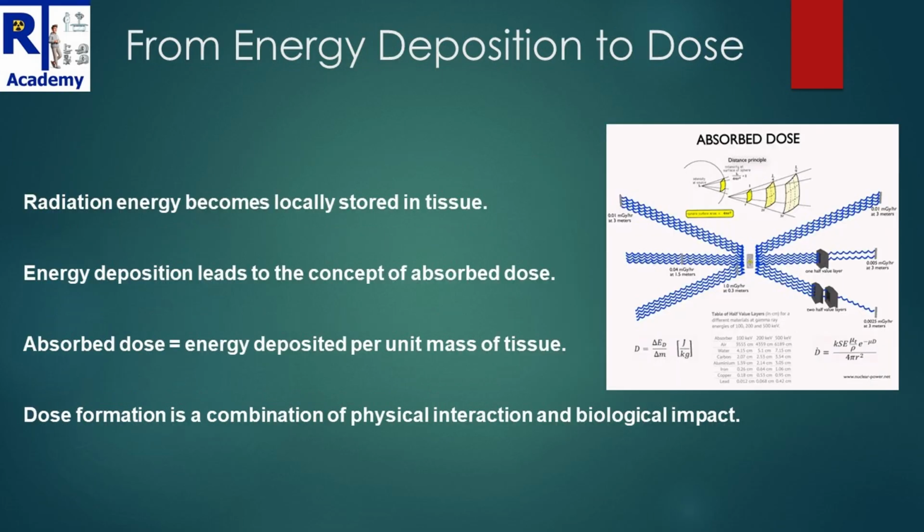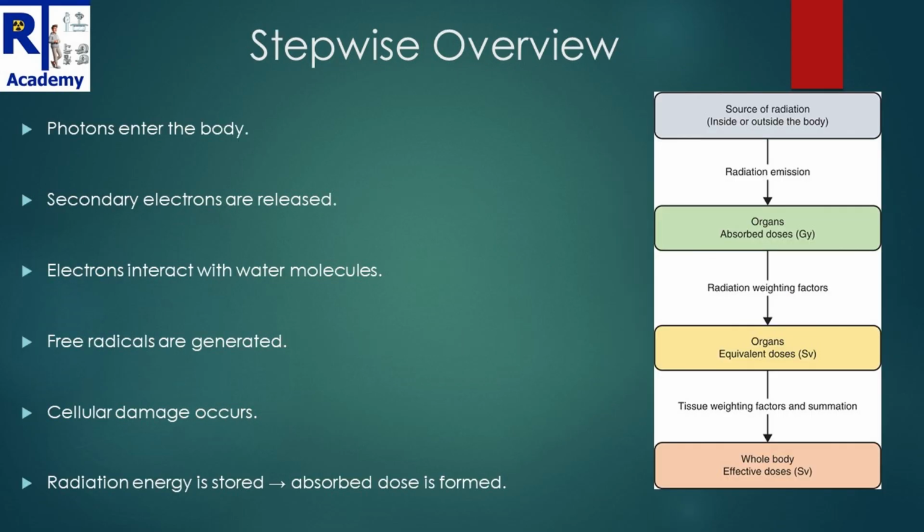First, photons enter the body. Then secondary electrons are released. After that, these electrons interact with water molecules. This reaction produces free radicals which damage the cells and their DNA. Finally, the radiation energy becomes stored in the tissue and the absorbed dose is formed.